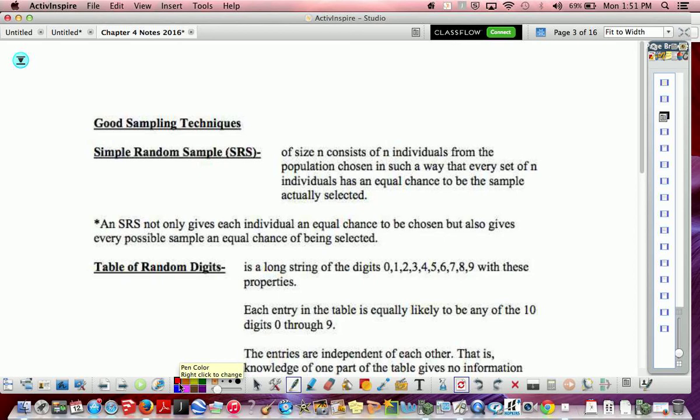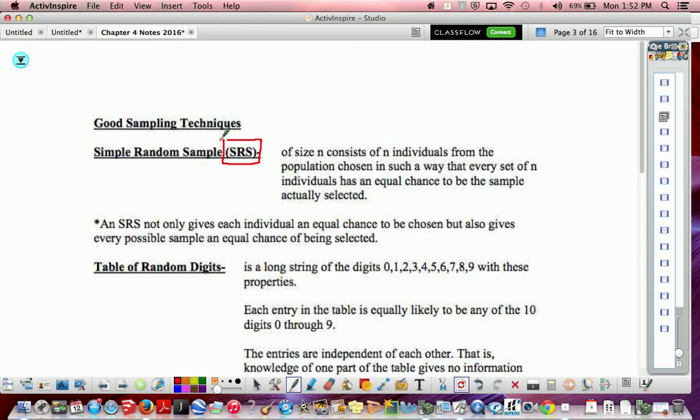Alright, so one might ask, what are some good sampling techniques? What are some things that we can do to at least make collecting our sample a little bit better? One of the techniques that we're going to talk about today, and this is the only one we're going to talk about today, is called a simple random sample. Here is another acronym for you. SRS.